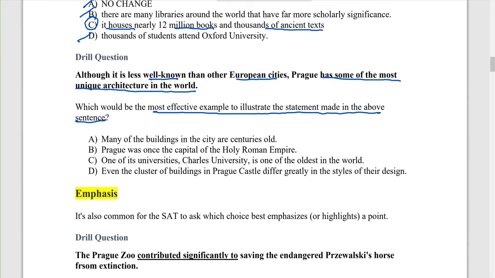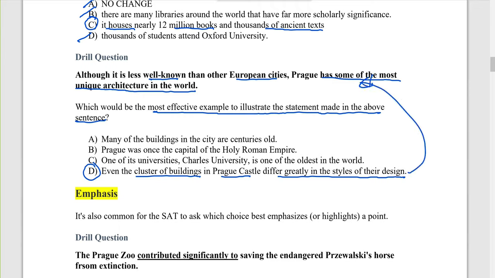Although it is less well known than other European cities, Prague has some of the most unique architecture in the world. Okay, what do you say? Waiting for your answers. D. And D, this is the most effective example to illustrate the statement made in the above sentence. Even the cluster of buildings in Prague Castle differ greatly in the style of their design. This is the only choice that discusses what, ya shabab? Architecture or the design of the buildings and other structures. This is it. So that's a reflection of that sentence.